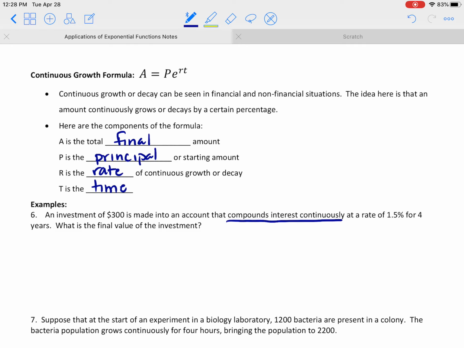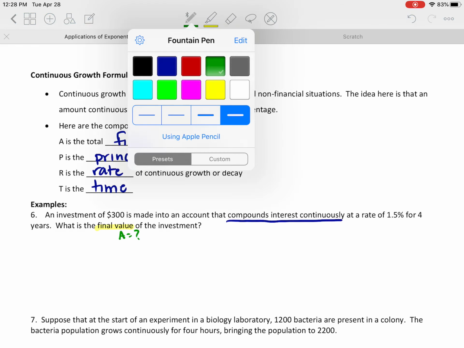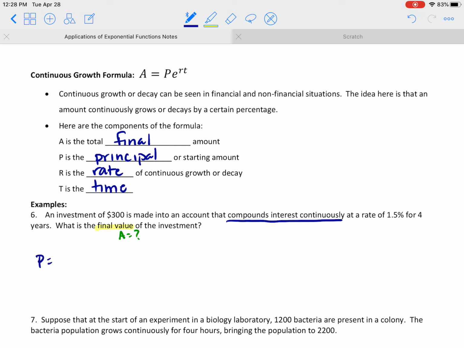So we have in number 6, an investment of $300 made into an account that compounds interest continuously. When it says compounds continuously, not semi-annually, monthly, annually, one of those other words, so we know exactly how many times, if it's continuously, you're going to use this formula. At a rate of 1.5% for 4 years, what is the final value? There's our question. The final value, that's telling us to look for A.